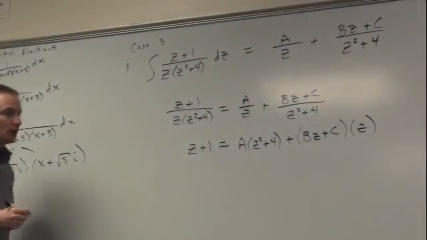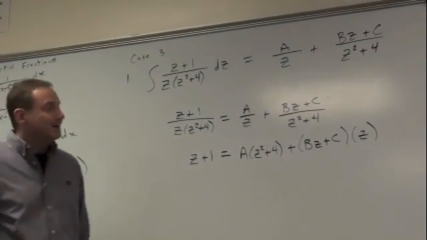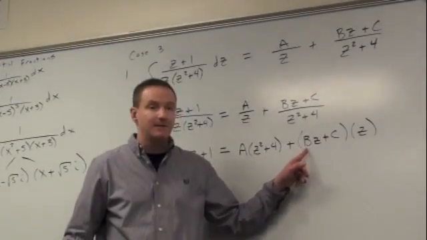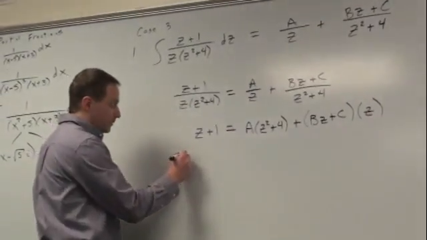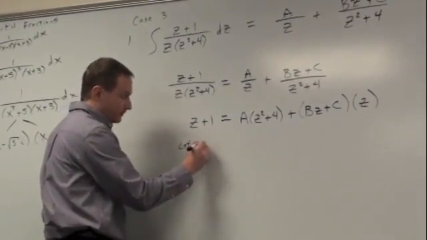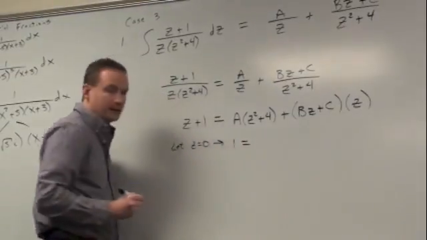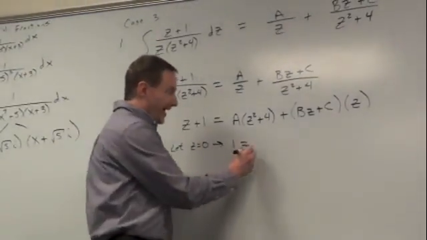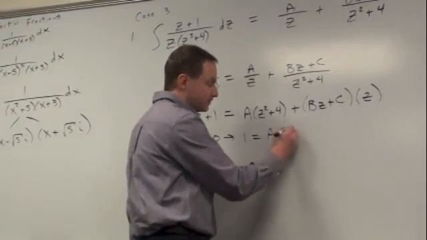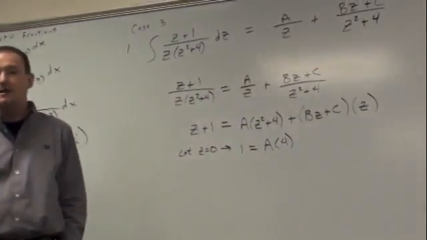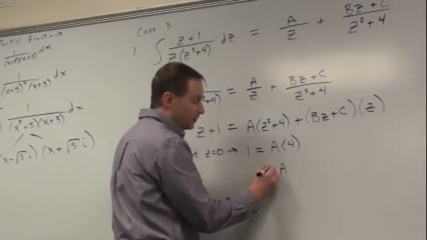So if I wanted to simplify this out, and I do, I could get rid of both b and c if I let z equal 0. So that's what I'll do. Let z equal 0, and I'll have 0 plus 1 is 1, equal to a times 0 squared plus 4. That'd be a times 4. So 4a is equal to 1, which is going to enable us to see a is equal to 1/4.